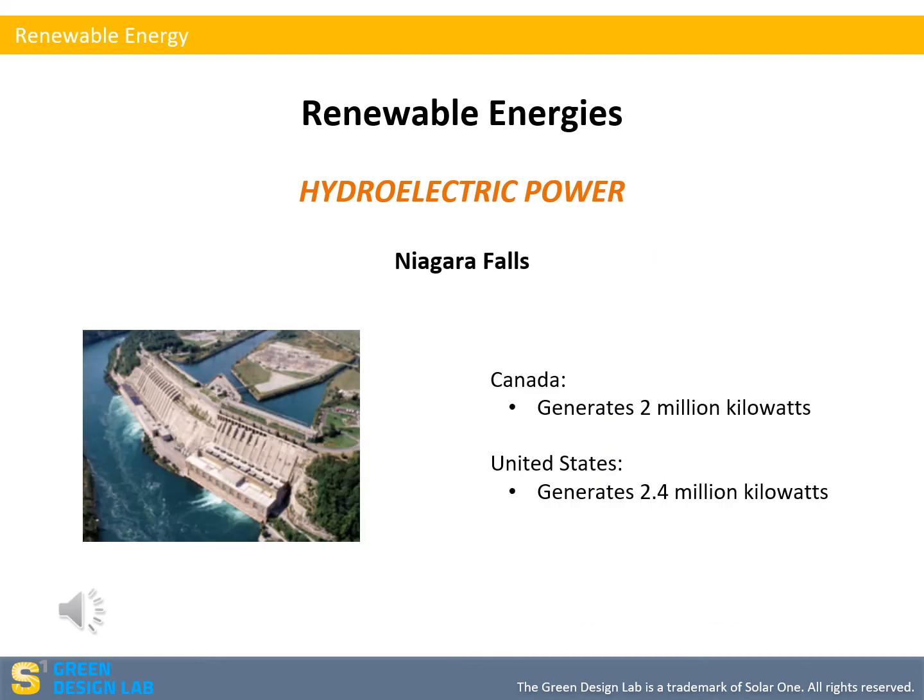A well-known hydropower project is located between Canada and the state of New York. Niagara Falls First Station was built on the Canada side of the Niagara River in 1893. Today, the Niagara River generates almost 2 million kilowatts of electricity from 3 large power plants in Canada, and 2.4 million kilowatts of electricity from 2 large power plants in the United States.